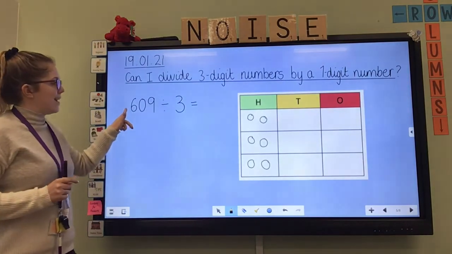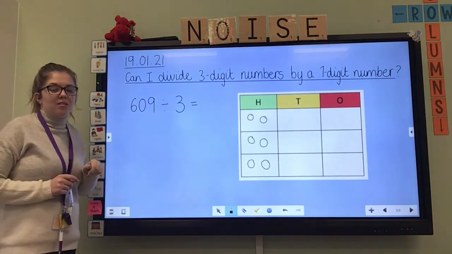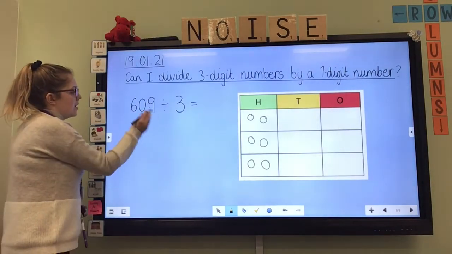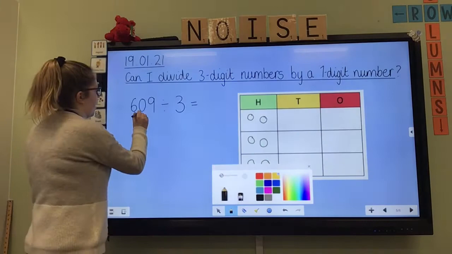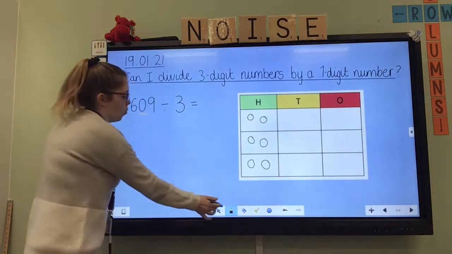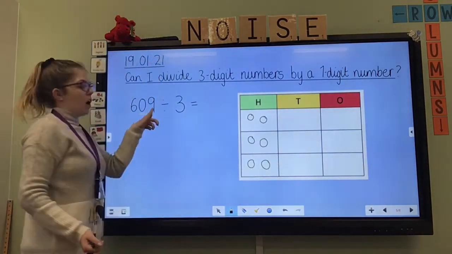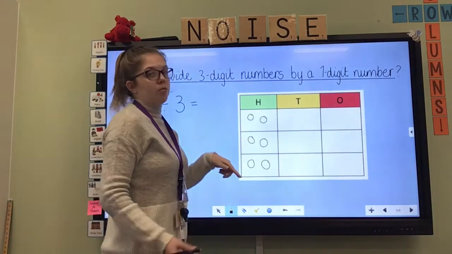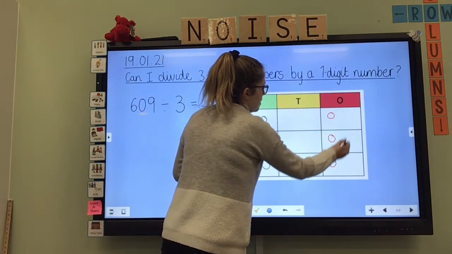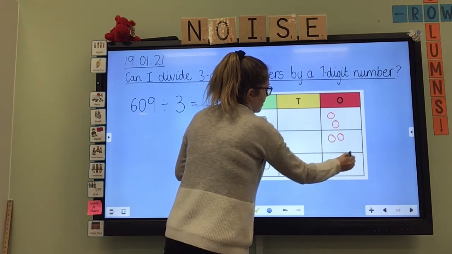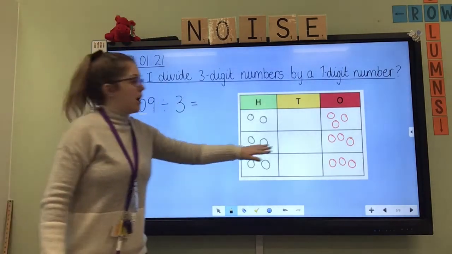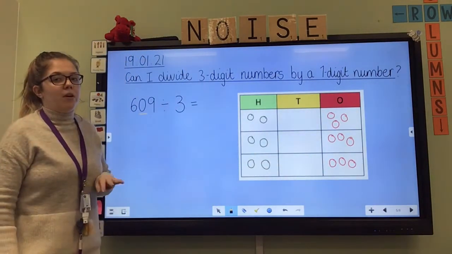Next, we need to do tens. How many tens are in 609? You're right, there aren't any because of this 0 here. So I don't have to share anything if there aren't any tens. So onto our ones. I've got 9 ones, so I need to share 9 ones into 3 groups. I'm going to do exactly what I did with my hundreds. 1, 2, 3, 4, 5, 6, 7, 8, 9. As you can see, that shared equally into my 3 groups.